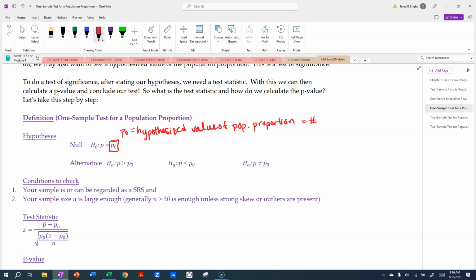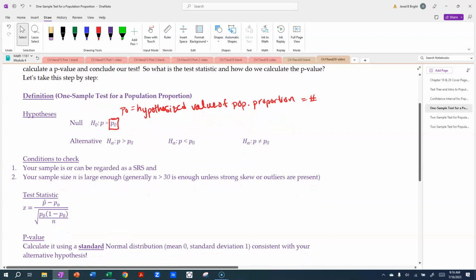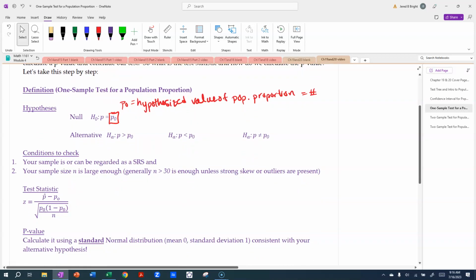So that would be the form of our alternative hypothesis. Okay. Now, before we go on, we have hypotheses. Then we typically have conditions that we need to check before we go forward with the calculations, so that we can say, yep, this is actually okay. So we need to check that we have an SRS and that your sample size is large enough. And again, large enough here generally means more than 30, unless you have strong skew or outliers present. If that's the case, look for normality. But if you have skewness, that's not going to be normal. But you could have a normal distribution with outliers per se. So make sure to check for those conditions.